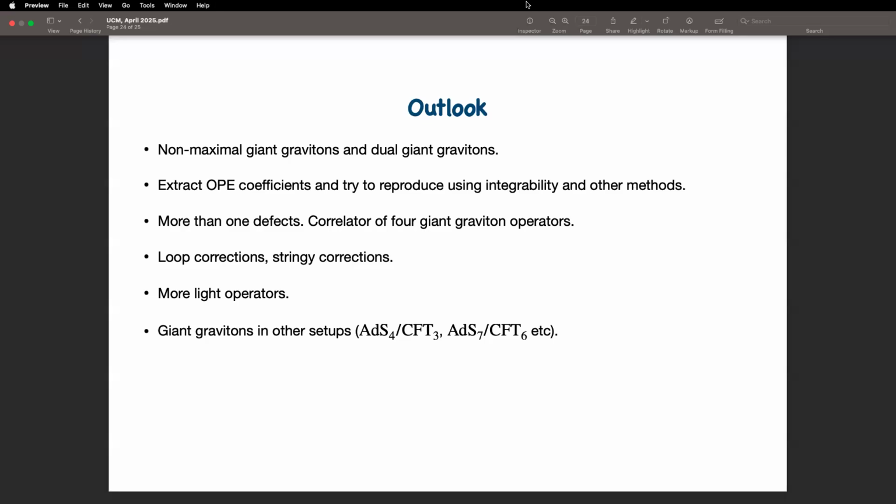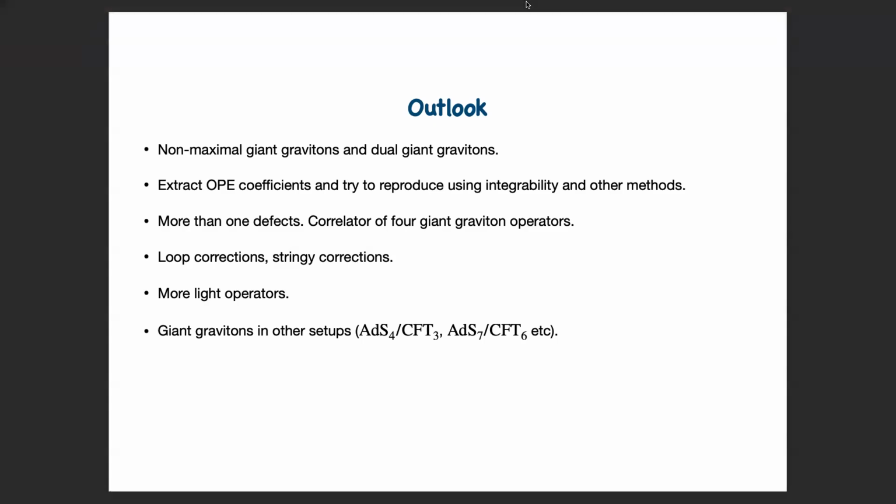In the talk today, we considered correlators with just one defect, but actually it would be interesting to look at more defects, and there have been very few studies on that. And I would argue that the giant gravitons are the ideal setup to consider more defects, because you can, for example, look at the 4-point function of 4 giant graviton operators, and that will give you 2 defects.